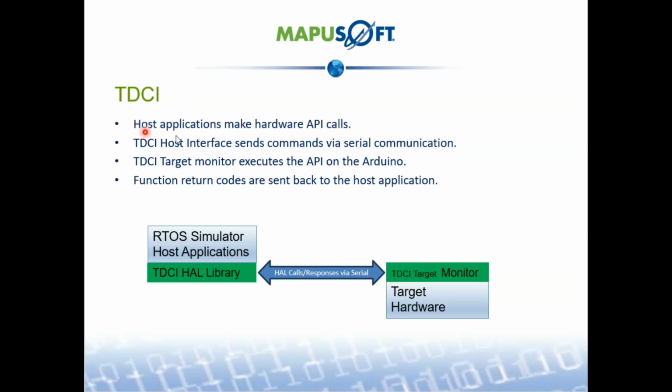TDCA, Target Device Communication Interface. Here the host application sends a command to the target monitor via serial communication, and the command is processed on the target hardware side and then the response is returned to the host system via serial communication. So this is the mechanism used in TDCA.